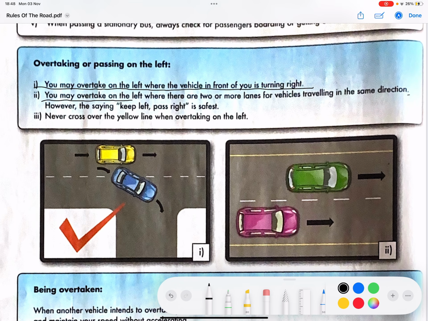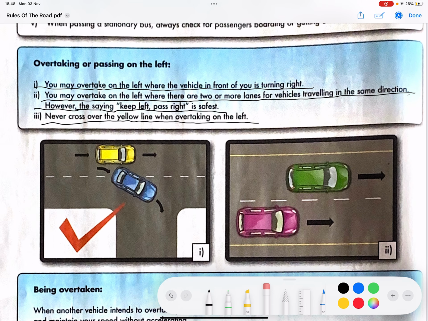You may overtake on the left where there are 2 or more lanes for vehicles traveling in the same direction. However, the saying that says keep left and pass right is the safest rule. Keep left, pass right. Never cross over the yellow line when overtaking on the left. You don't cross the yellow line.